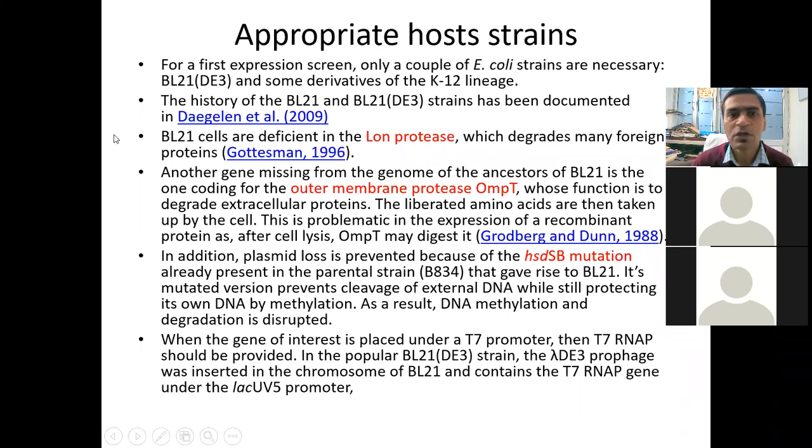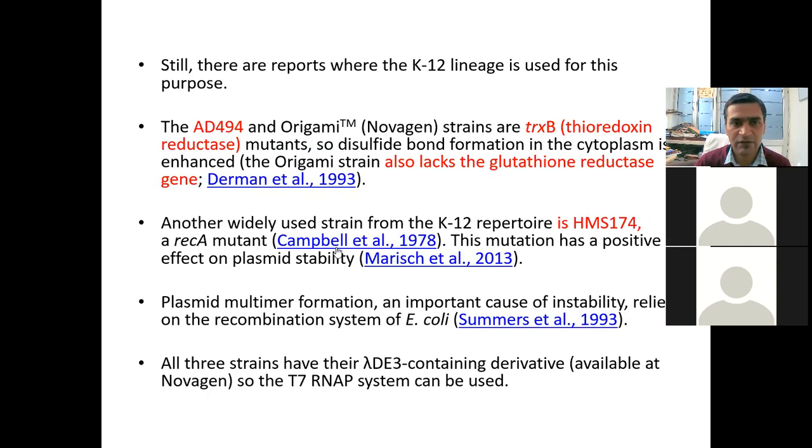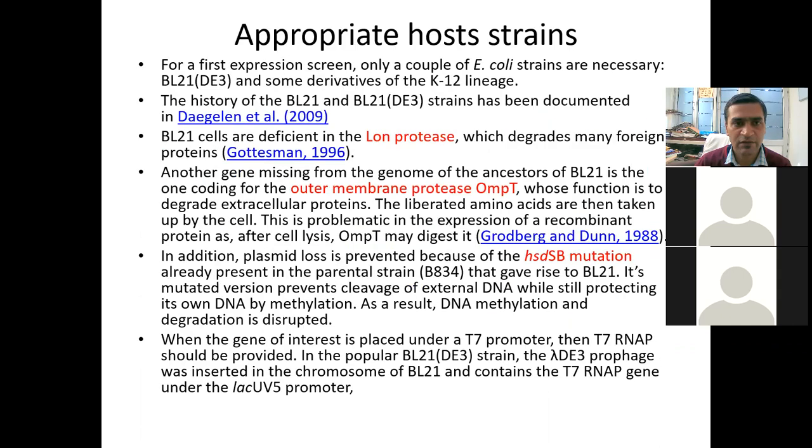So now this is about host cells. Last slide, last class, I think we had left here. This is the last 2 slides. I will finish today. For a first expression screen, only a couple of E. coli strains are necessary. That is BL21 and some derivatives of K12. So these are the very commonly used E. coli host cells which are used in lab. One is K12 lineage cells and the other is BL21 DE3. But both of them are E. coli. Remember it, both of them are E. coli cells.